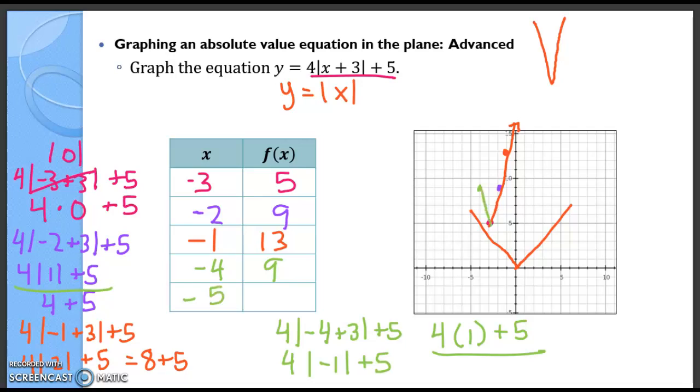We're going to end up with a graph just like that. There's graphing an absolute value equation.